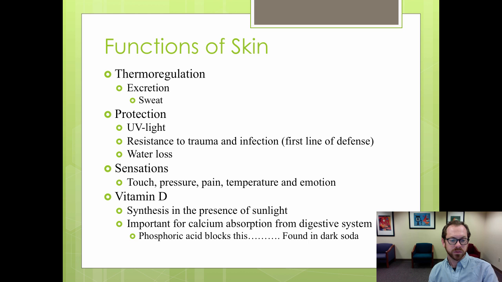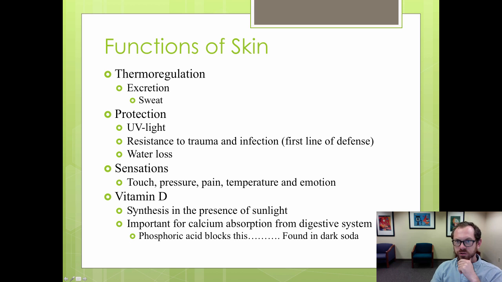And then also, the integumentary system is going to synthesize vitamin D. And this is going to be occurring when your skin receives sunlight. And vitamin D is really important for calcium absorption from your digestive system. But really, this complicated biochemistry is going to occur in the integumentary system.